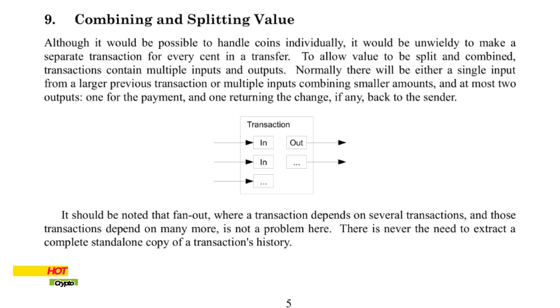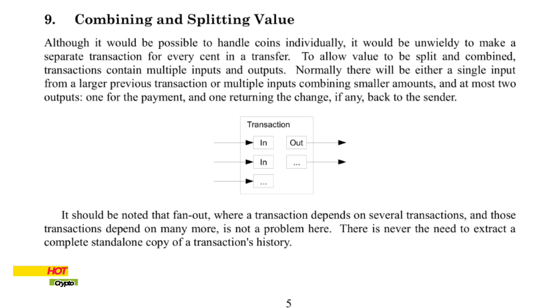Although it would be possible to handle coins individually, it would be unwieldy to make a separate transaction for every cent in a transfer. To allow value to be split and combined, transactions contain multiple inputs and outputs. Normally, there will be either a single input from a larger previous transaction or multiple inputs combining smaller amounts, and at most two outputs, one for the payment and one returning the change, if any, back to the sender.